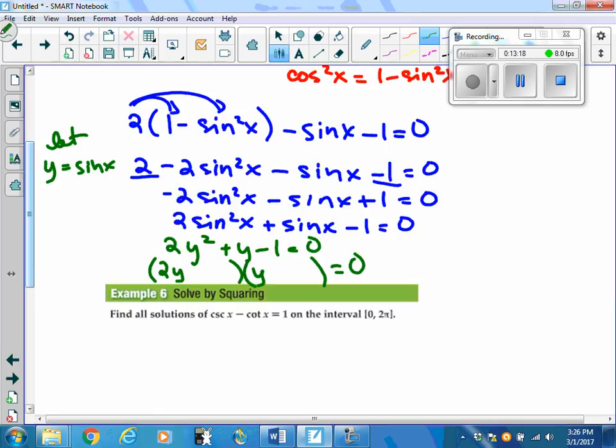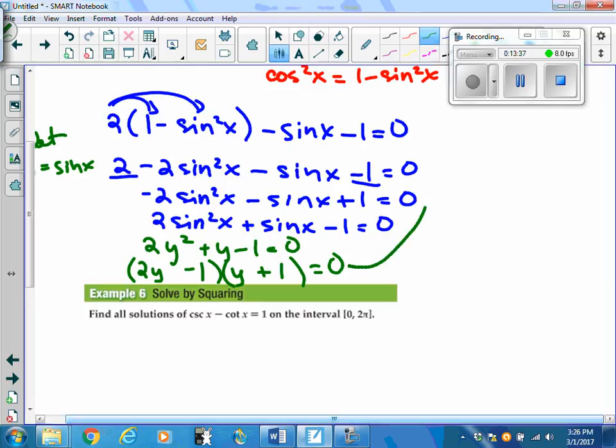And then the only way to get a -1 is for one to be a positive and one to be a negative. I'm going to make this +1 and this -1, and that'll allow me, when I do the FOIL method, to get 2y minus y, which is positive y. All right, I'm going to take that and set each factor equal to 0, so that's 2y minus 1 equals 0. And then I can solve that for y. I get 2y equals 1, and y equals 1/2.